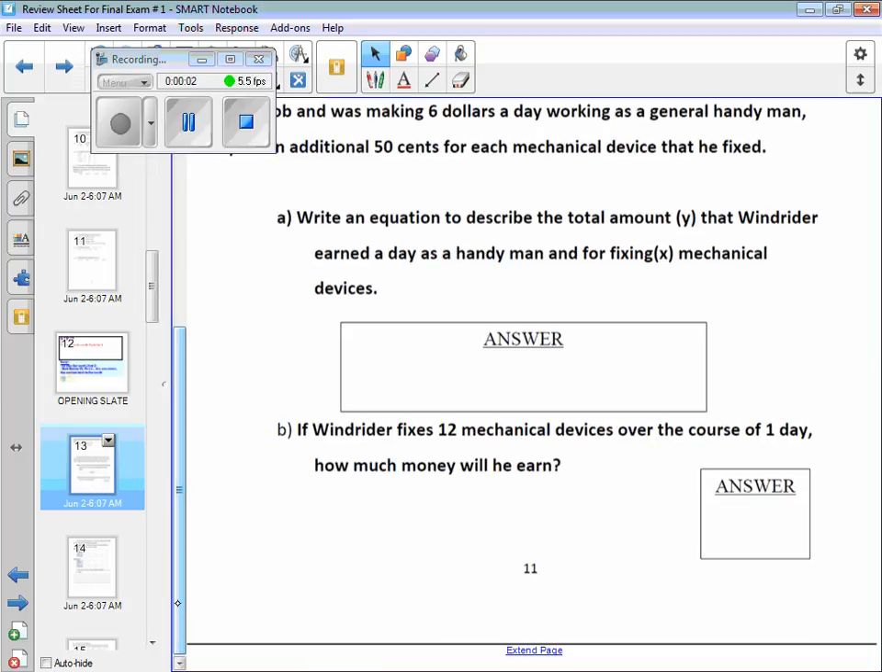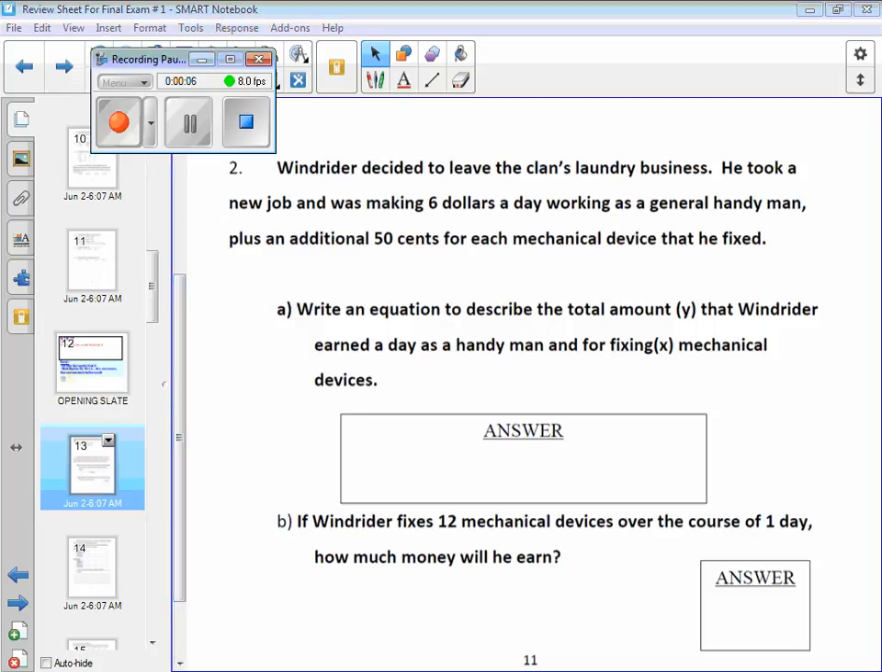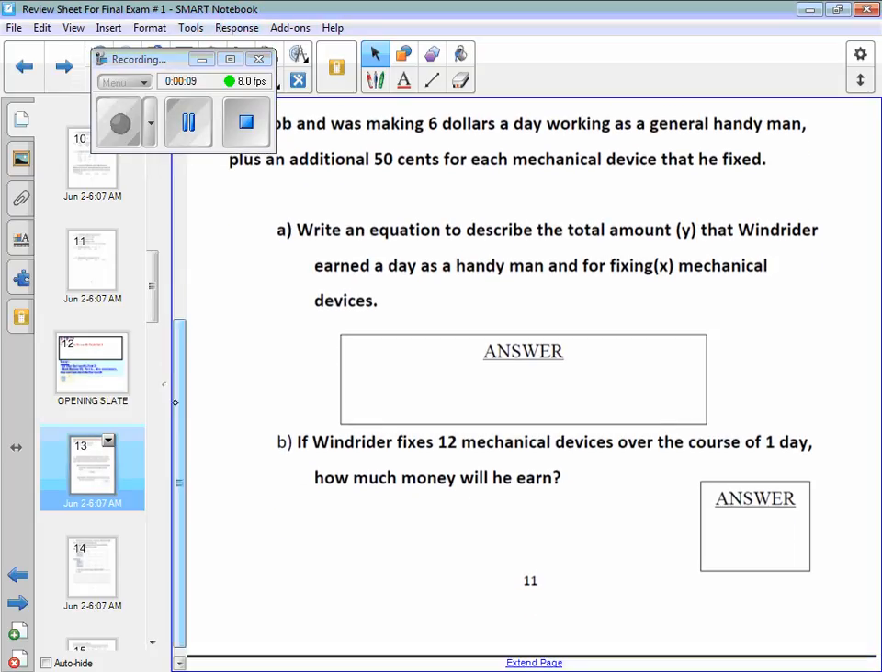The bottom right. Oh, this one. Okay, let me. You have to write an equation. So whenever you see that word equation, you know somewhere you have to have an equal sign.